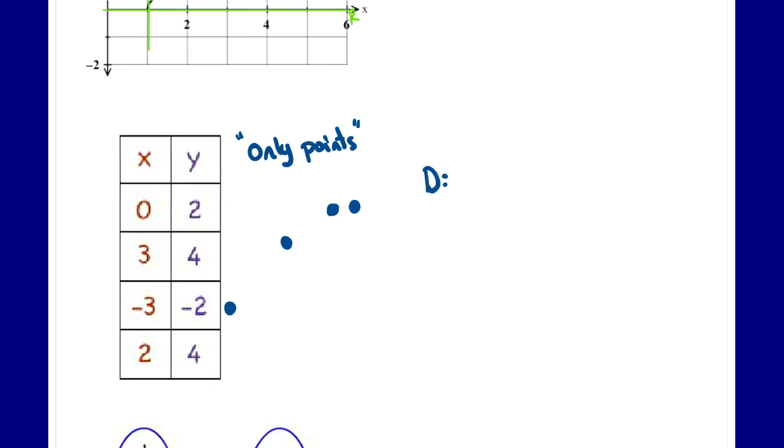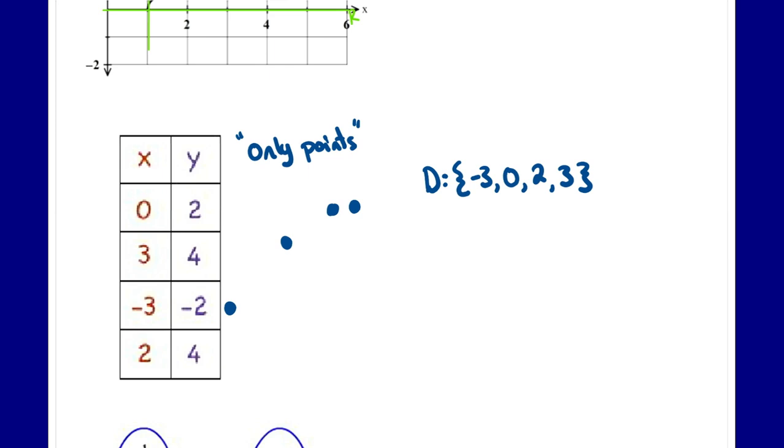Anytime we're given a table of values, all we're going to do is literally list the specific values. So domain is again the x values. I'll do it in order: -3, 0, 2, and 3. I don't need to say x is any real number because it's not. X is only these specific values.